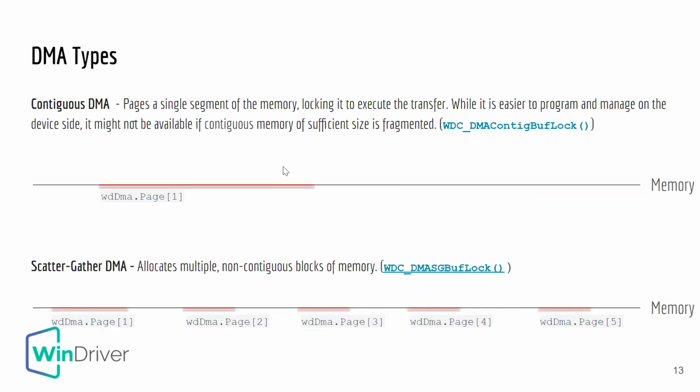Let's talk about DMA types. We have basically two types of DMAs. Contiguous, okay? This means allocating a single segment of memory, locking it to execute the transfer. While it is easier to program and manage on the device side, it might not be available if contiguous memory of sufficient size is fragmented. So contiguous is allocating one segment of memory. It's not even a page, because a page is a fixed size. One segment of memory, which serves as a buffer, and performing the DMA on top of it.